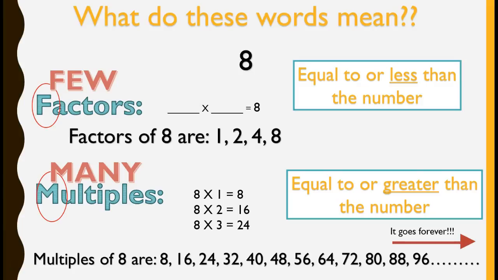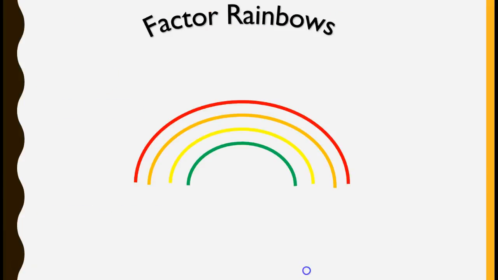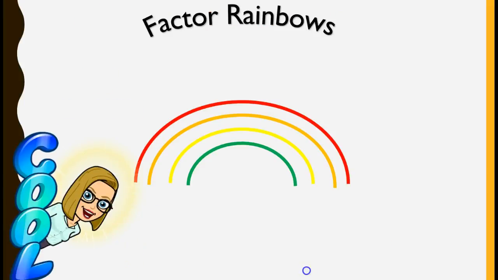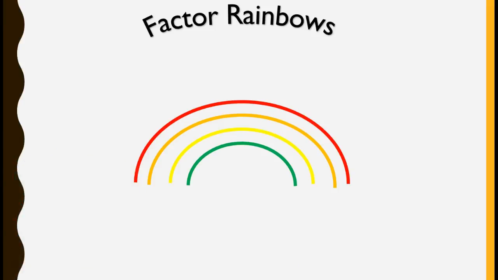Okay, so let's start by looking at factors. I'm going to show you two strategies that you can use to find factors. One is kind of artsy: factor rainbows. Ooh, a lot of kids like doing factor rainbows. It's a little bit fun and artsy, and it feels a little bit less like math when you add colors.